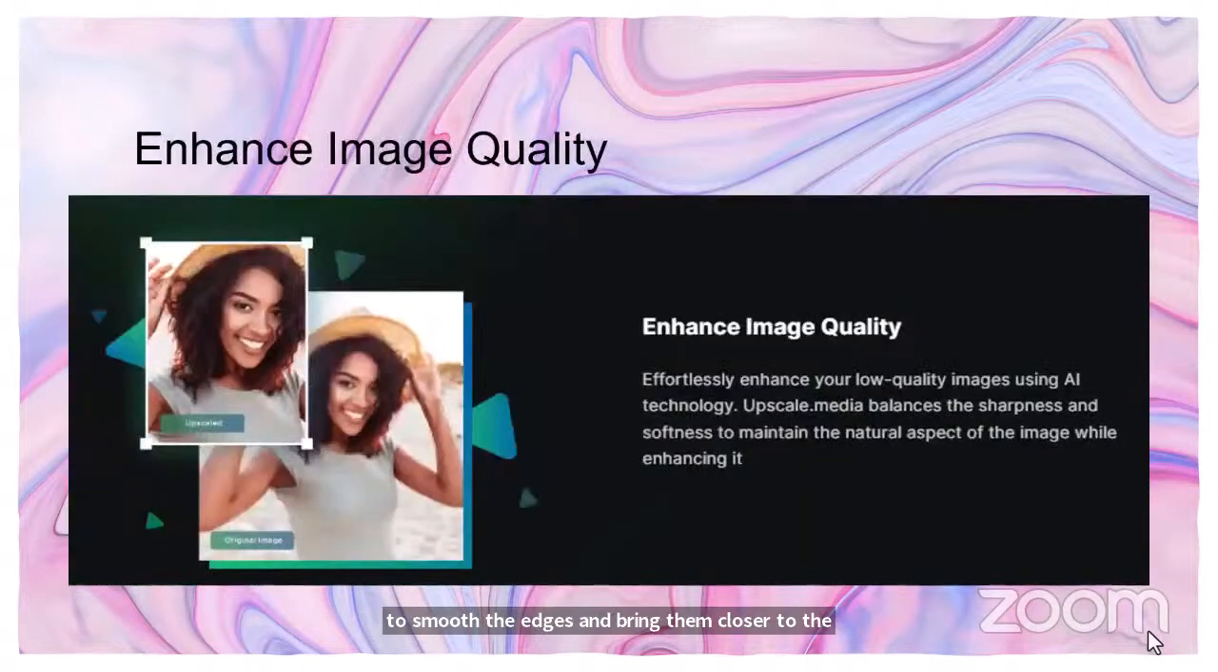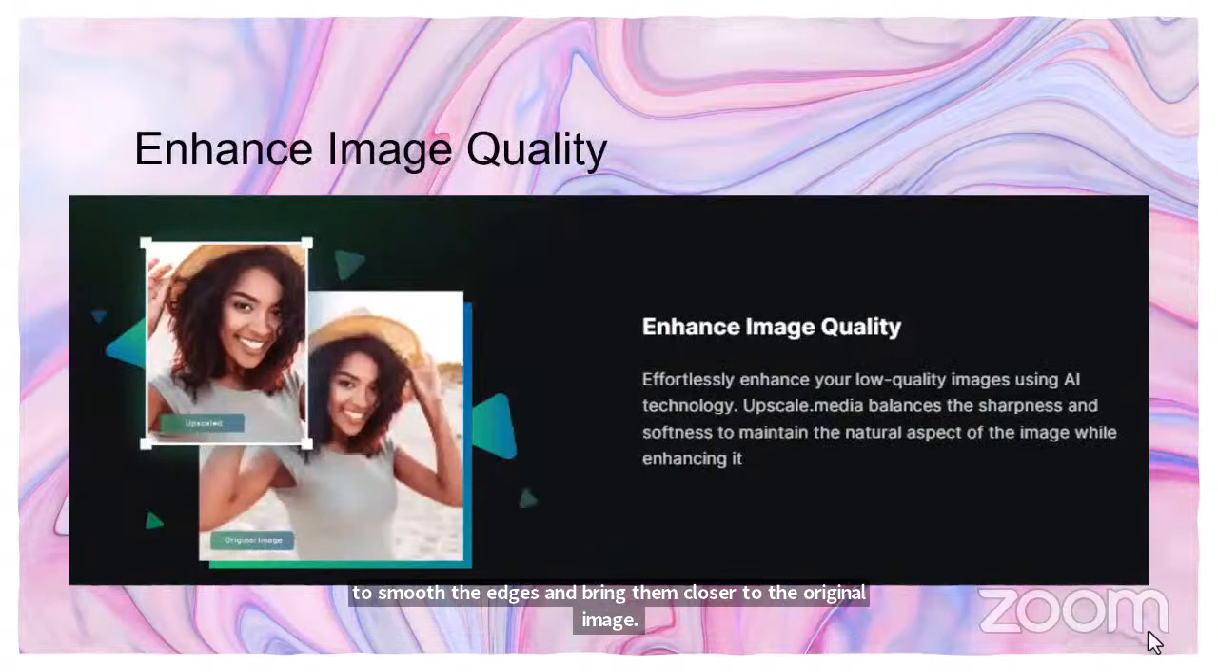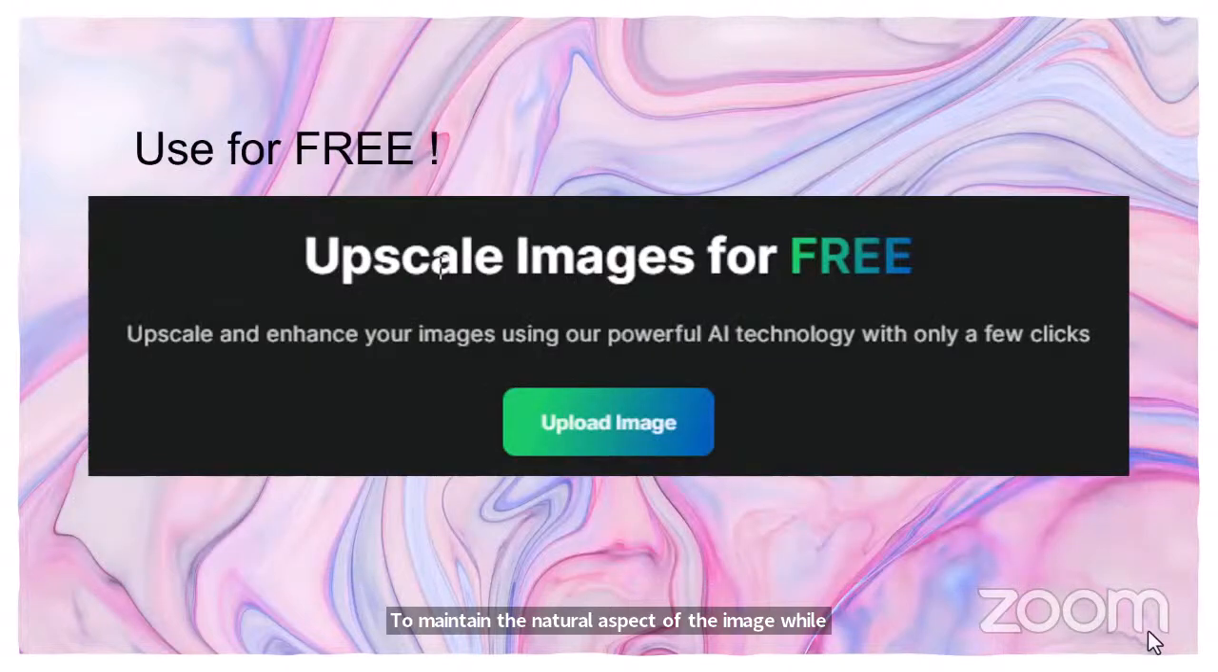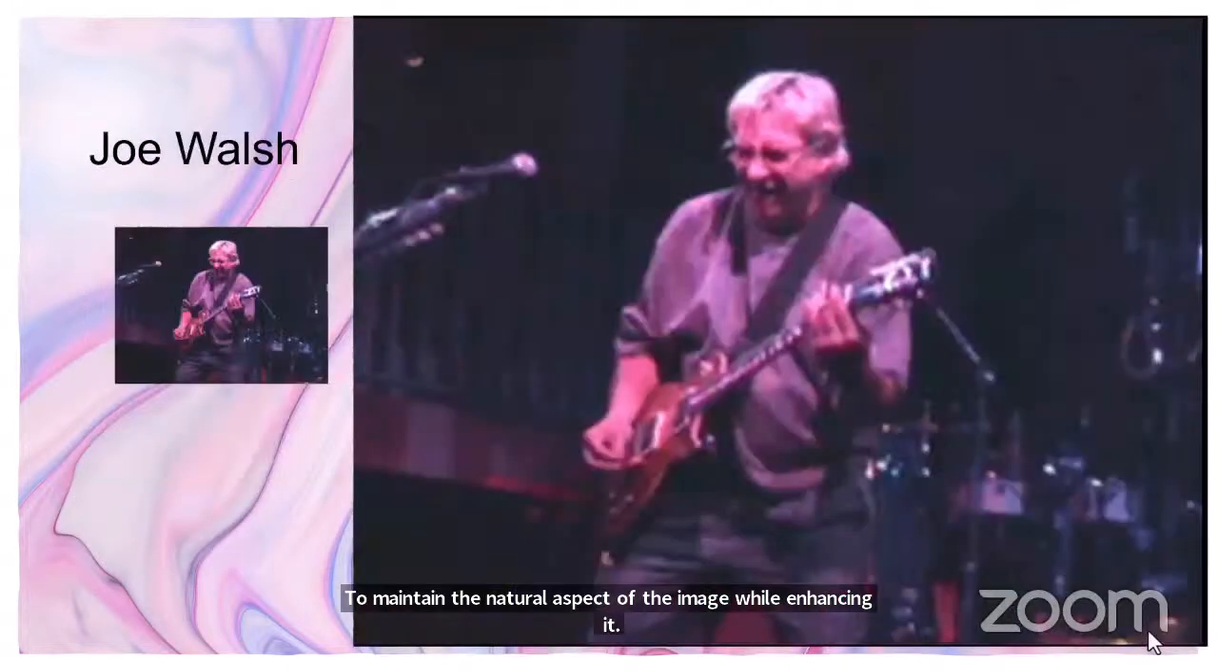You can enhance the image quality effortlessly. You can do so with your low quality images using AI technology. Upscale.media balances the sharpness and softness to maintain the natural aspect of the image while enhancing it. And you can use it for free.